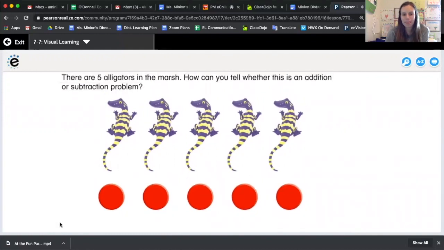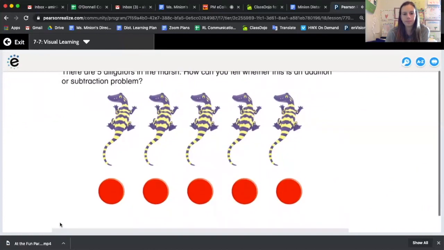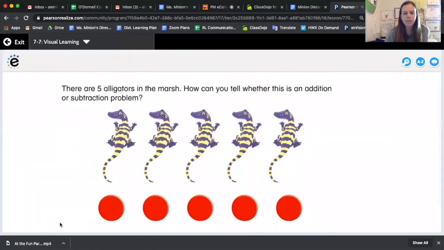How can you tell whether this is an addition or subtraction problem? Mathematicians, this is the important question of the day. How do you know if it's addition or subtraction? Addition is when you put things together, you add more. That's when you start with some and then you end up with a number that's greater, a number that's more. Subtraction is when you have some and you lose some. You take some away, you get rid of some, and you start with a number and then you end up with a number that's actually less, that's smaller.